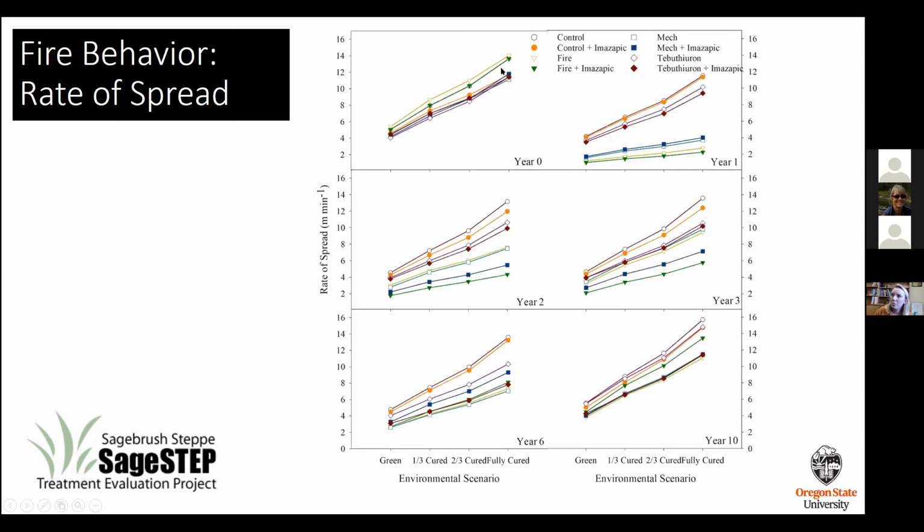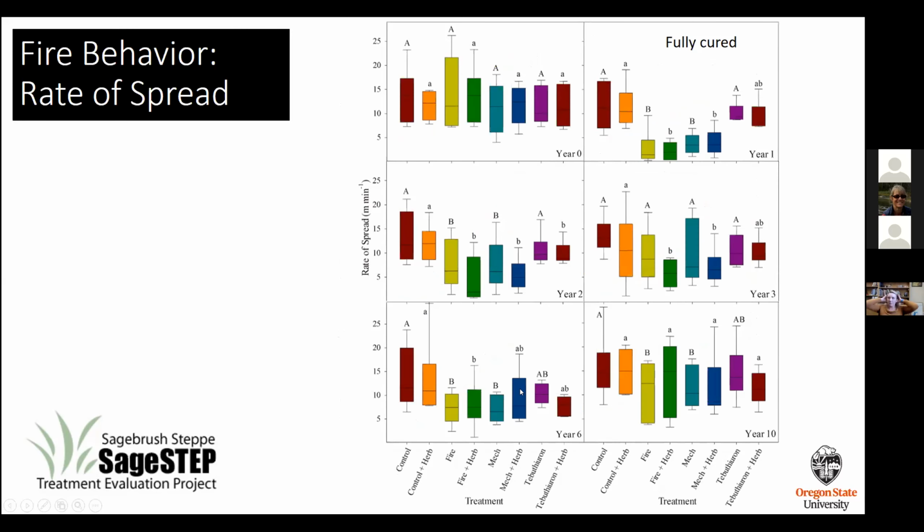So we're going to zoom in and look just at this fully cured scenario, which is when we're at the greatest risk of wildfire. So this is looking across all of the variability across all of the plots in these different treatments. Again, the reds and oranges are controls, fire and mechanical. We continue to have lowered rates of spread in those treatments all the way through year 10.